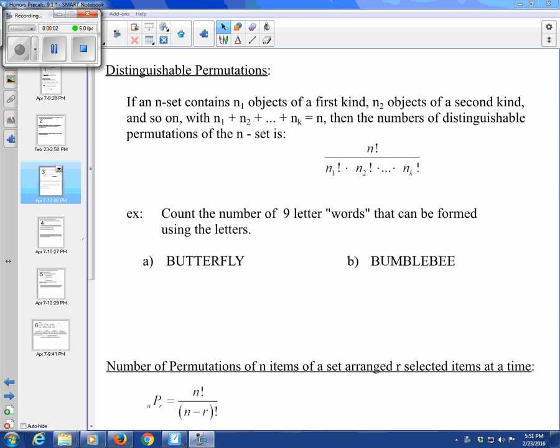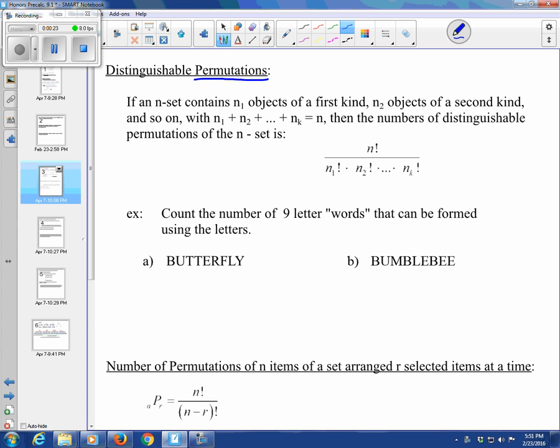Alright guys, so this is our second video for our Flip the Classroom lesson on basic combinatorics. In this video we're going to be talking about distinguishable permutations. So with permutations, we want to associate that word with arrangements or orderings. Right here we're talking about distinguishable orderings of elements that we are arranging.